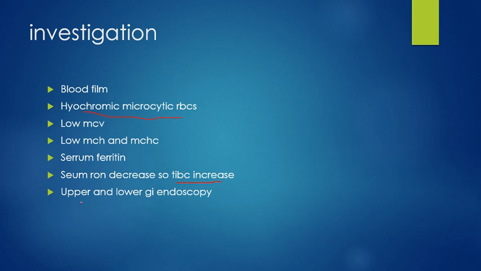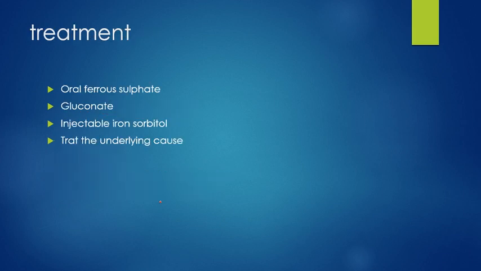We can also do upper and lower GI endoscopy to look for whether there is any bleeding from the upper or lower gastrointestinal tract. In the treatment, we give oral ferrous sulfate or gluconate. These are the two forms of iron that we give. We can also give iron in the injectable form, in the iron sorbitol form.